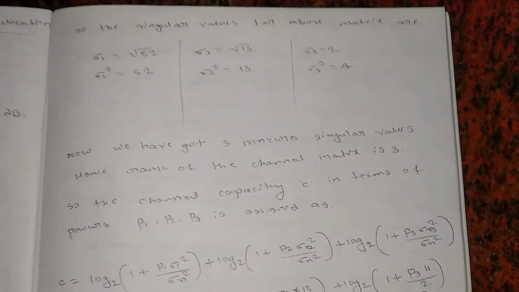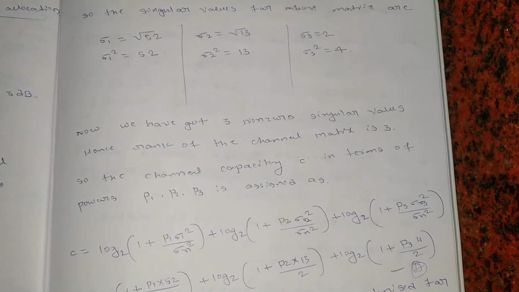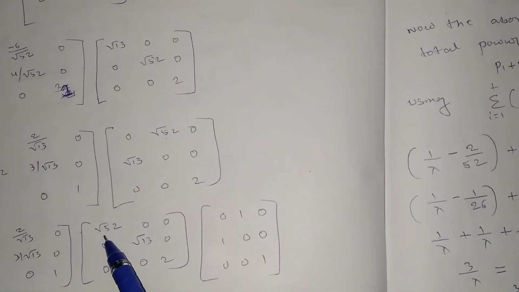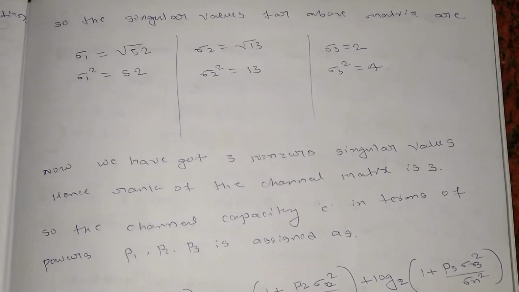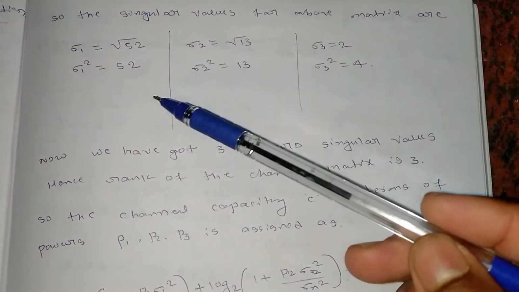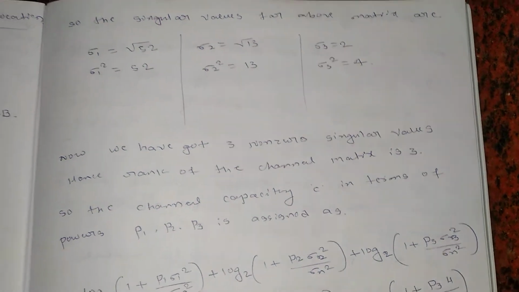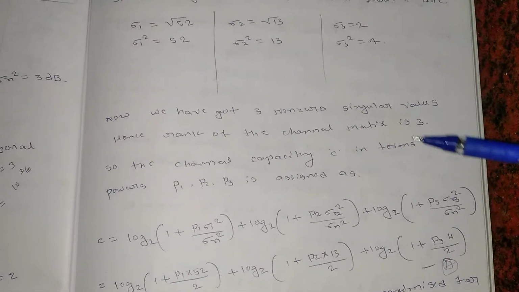Okay, so next thing I will be doing is writing the sigma 1, sigma 2 and sigma 3 values from this matrix over here. So this is sigma 1, this is sigma 2 and this is sigma 3. Once I write these, I will calculate sigma 1 square, that is 52, sigma 2 square and sigma 3 square, which I will be using in the future. So now we have got three non-zero singular values.